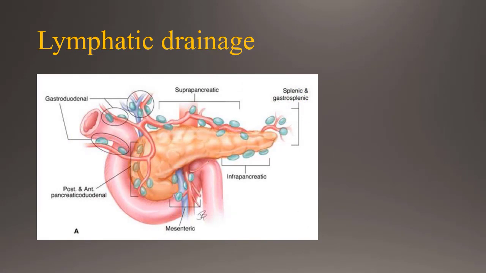These are the regional lymph nodes which can be involved during infections and carcinomas. Splenic and gastrosplenic nodes, infrapancreatic and suprapancreatic group of lymph nodes, mesenteric group of lymph nodes, pancreaticoduodenal group of lymph nodes which are anterior and posterior, and in the upper part gastroduodenal lymph nodes.